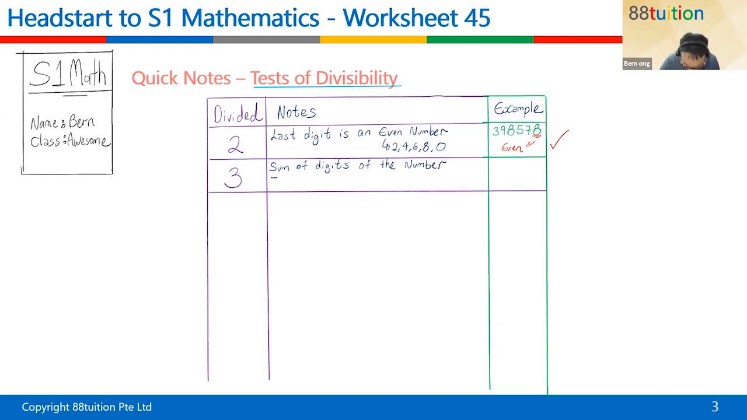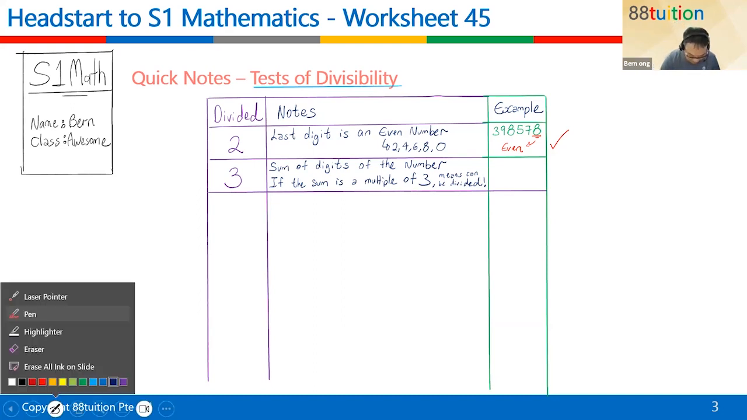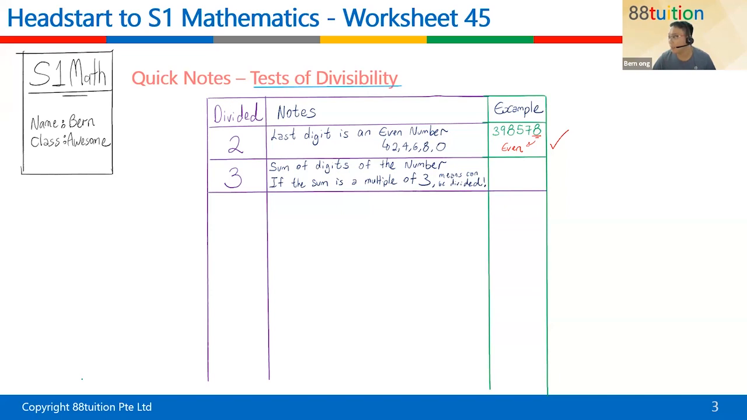If the sum is a multiple of 3, this means it can be divided by 3. So for example, another number, or maybe can we use this same number again? Let's see.